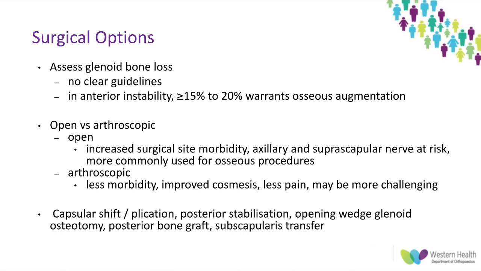An opening wedge glenoid osteotomy is suitable for those with a retroverted glenoid. In those with significant posterior glenoid bone loss, you can do a posterior bone graft, and in patients with a large reverse Hill-Sachs, you can do a subscapularis transfer.